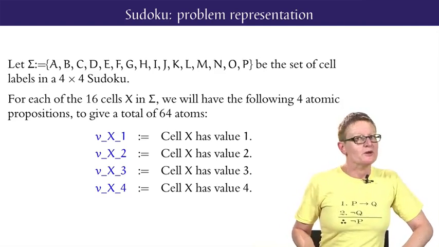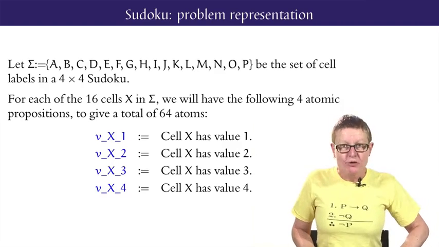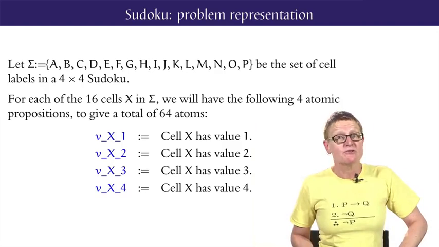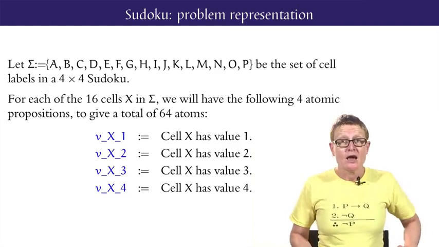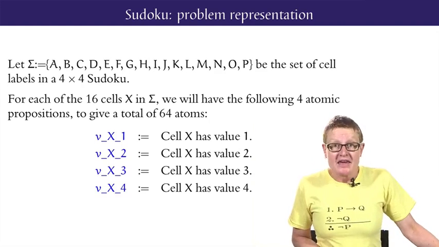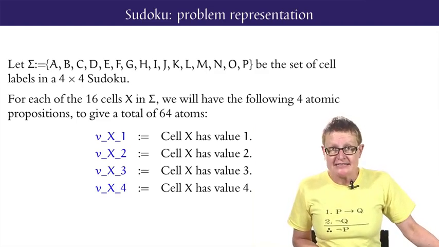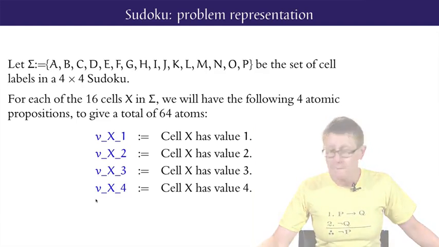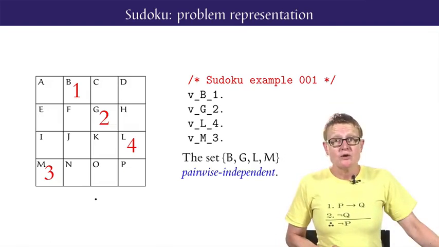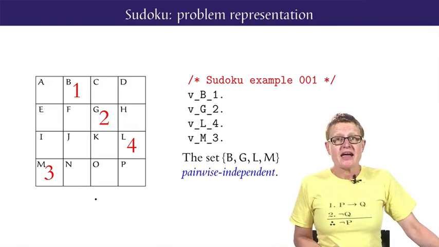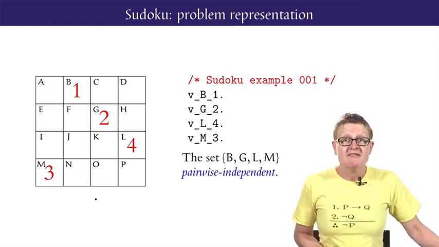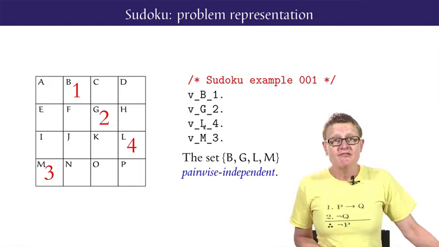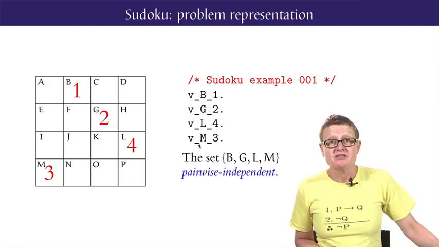First, the atomic formulas. There will be 64 of them. For each of the 16 named cells, there are 4 possible values they may take. We have to start the atom names with a lowercase letter, so let them all start with v for value. In Sudoku example 1, we start with the facts. Value of B is 1, value of G is 2, value of L is 4, and value of M is 3.